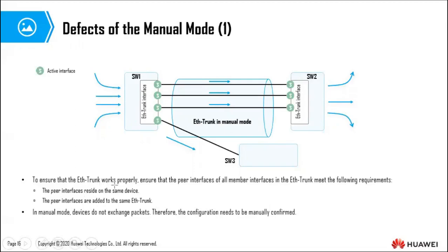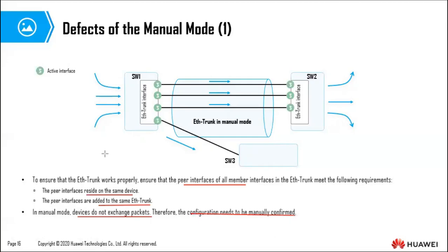So to ensure that Ethernet trunk works properly, ensure that the peer interfaces of all member interfaces in the Ethernet trunk meet the following requirements. Number one, peer interfaces must reside on the same device. Number two, peer interfaces are added on the same Ethernet trunk. In manual mode, devices do not exchange LSCP packets. Therefore, configurations need to be manually confirmed.